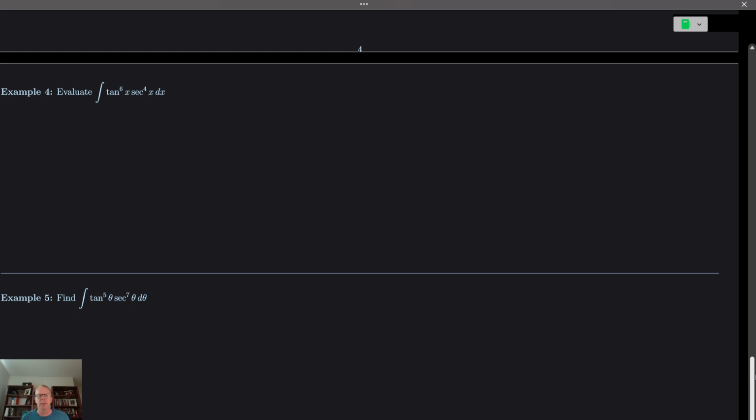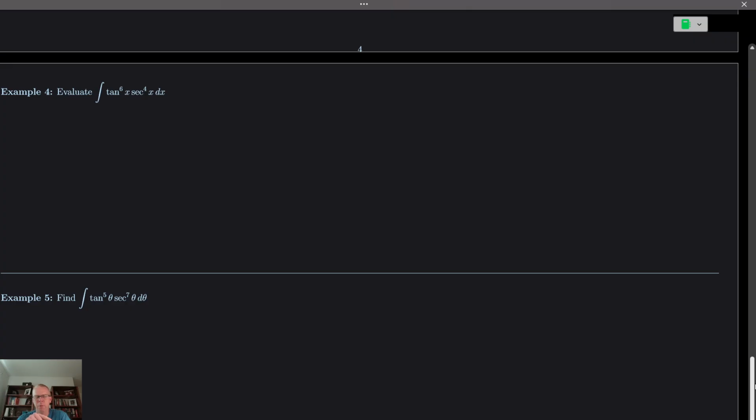Now let's look at a similar kind of problem, but with different trig functions. Instead of sine and cosine, these have tangent and secant raised to some exponent. The rules, or at least the steps, are similar to what we saw with sine and cosine, but slightly different, because the derivative of tangent is not secant, it is secant squared, and the derivative of secant is secant tangent. So we have to treat these a little bit differently.